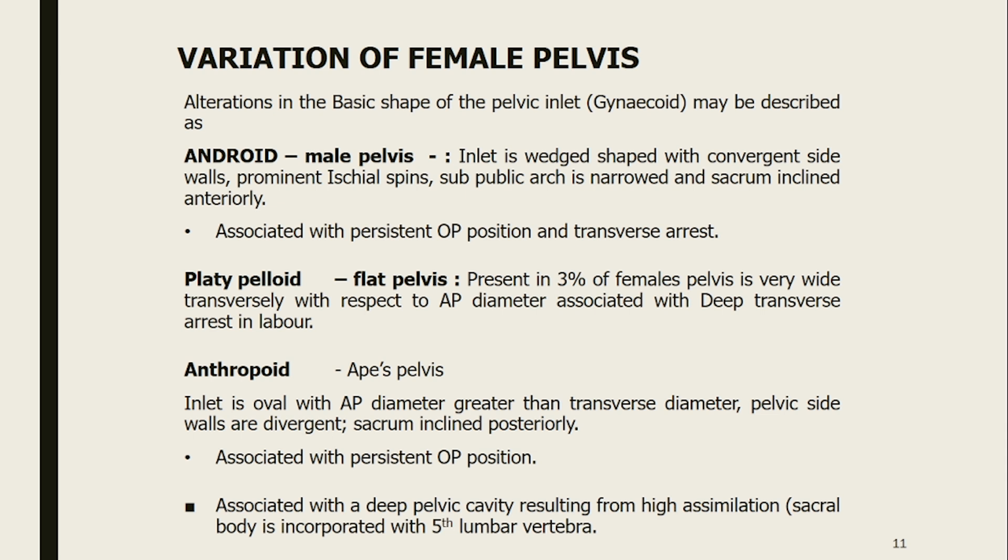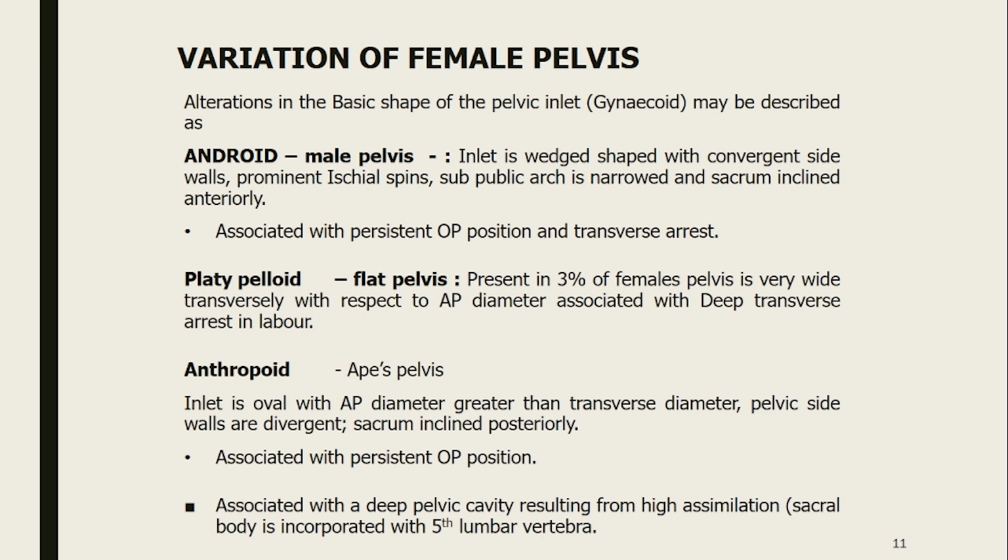The next variation is the platypelloid pelvis, called a flat pelvis. It is present in 3% of female pelvises, and it has a very wide transverse inlet. The transverse diameter is greater than the anterior-posterior diameter. And this type of pelvis is associated with deep transverse arrest in labor.